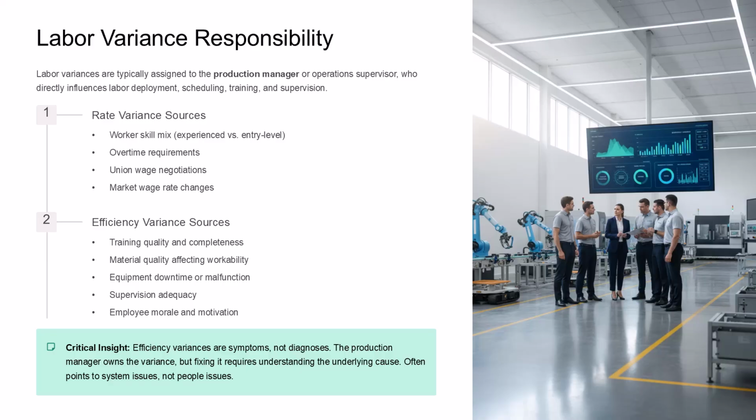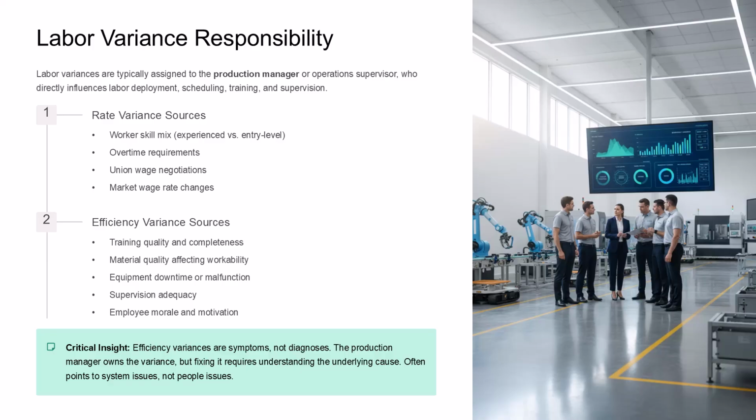The labor rate variance can arise from several sources. If the standard assumed an average wage of $10, but the actual mix of workers included more experienced employees earning $12, you get an unfavorable rate variance. That might actually be a good thing if those experienced workers are more productive. If you had to pay overtime to meet production deadlines, that creates an unfavorable rate variance. Was the overtime due to poor scheduling or due to unexpected demand surges? Context matters. If union negotiations resulted in wage increases that weren't reflected in the standards, that's a rate variance that's predictable but requires standard updates.